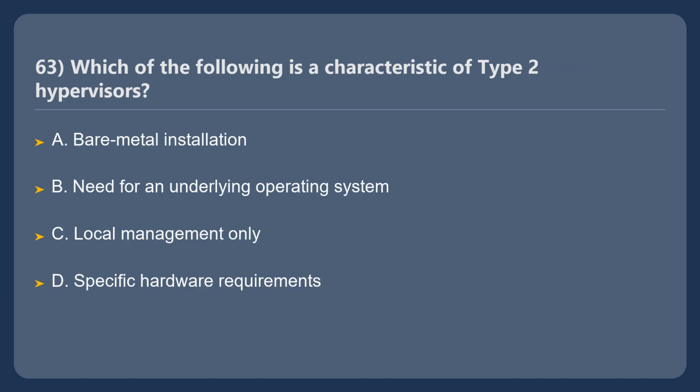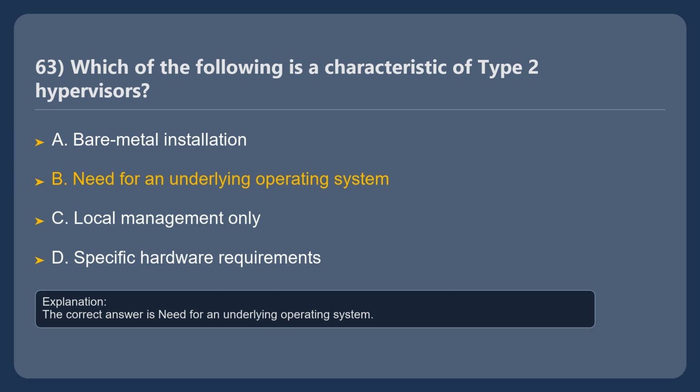Question 63. Which of the following is a characteristic of Type 2 hypervisors? Option A, bare metal installation. Option B, need for an underlying operating system. Option C, local management only. Option D, specific hardware requirements. The correct answer is option B, need for an underlying operating system.